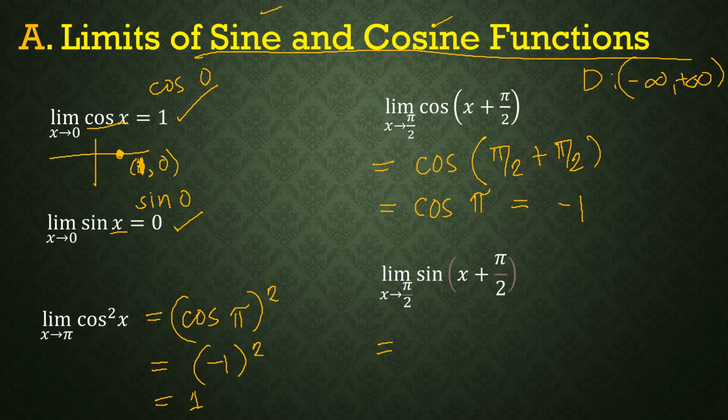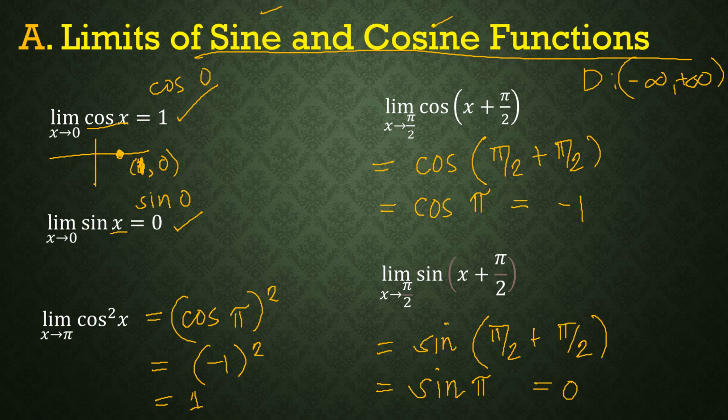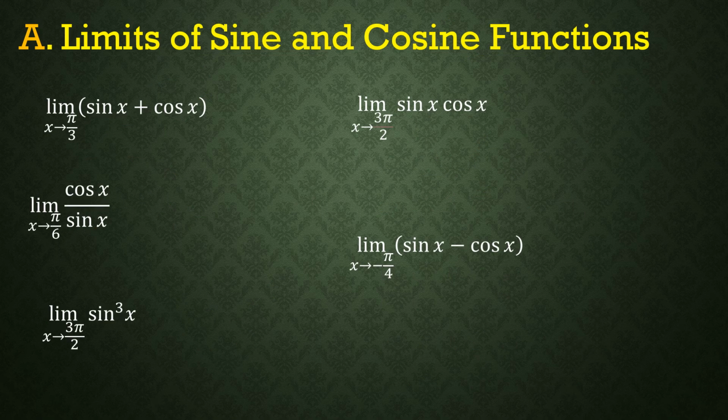Next, we have limit of sine of x plus pi over 2. Let x be pi over 2, so we have sine of pi over 2 plus pi over 2. So that will be sine pi. Sine pi is 0. So we have here the next example.